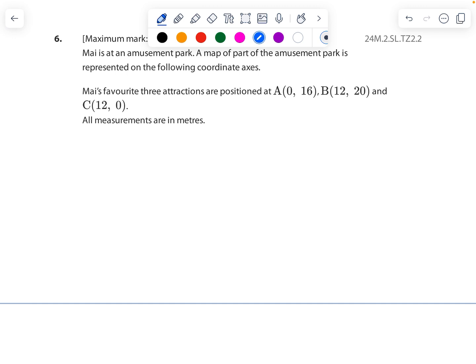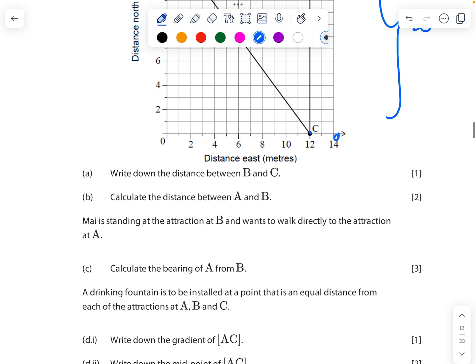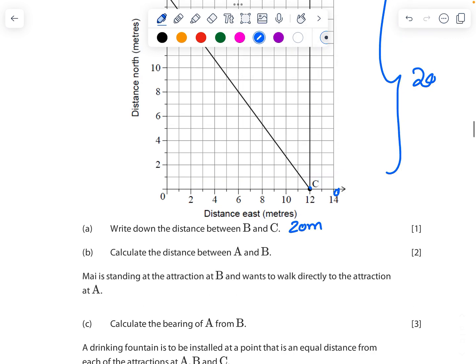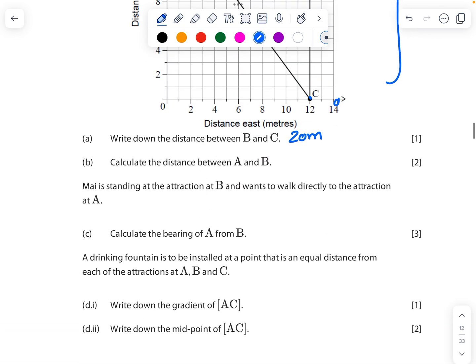Calculate the distance between B and C. So this is at 20 and this is at 0. So this distance is going to be 20 meters. Distance between A and B. We draw a perpendicular right angle triangle. This distance is 12. This distance is 4. So therefore it's going to be a right angle triangle, 12 squared plus 4 squared, which is 12.6 meters.